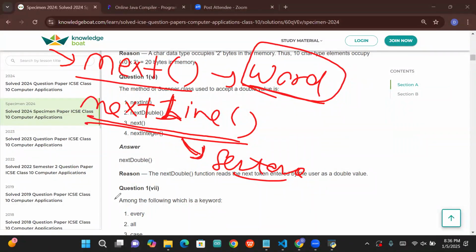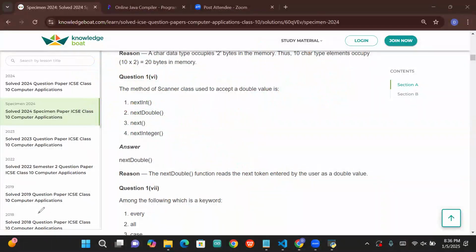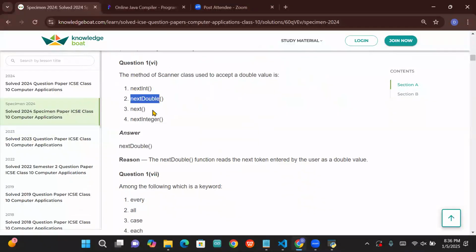So let's suppose you want to read the first name only. First name has only one word, so you can use next. If you want to read the full name, it will have a space also, right? First name, space, last name, like Rahul, space, Jindal. So in that case, you can use nextLine. That is a very common question. You will probably find it in your board paper also. And for reading the double value, you will use nextDouble.